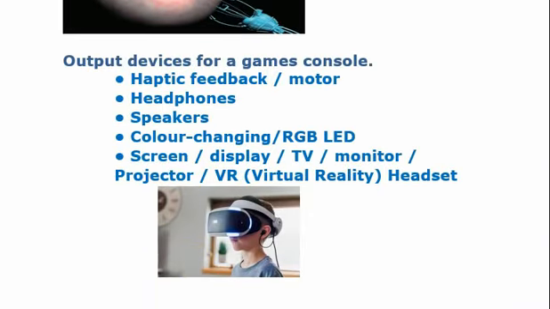Then we should be able to give a few example output devices for a game console. Haptic feedback means it is a kind of vibration. Then headphones, speakers, color changing RGB LED, right? That means red, green, blue mix LEDs. Certain game consoles have it connected. Let's say you are playing a shooting game, if we shoot properly, then this light emits. Screen, display, TV, monitor, and another thing is a virtual reality headset. What is this VR headset? Once you wear this headset, you won't feel that you are staying outside the game. You feel like you are inside the game.